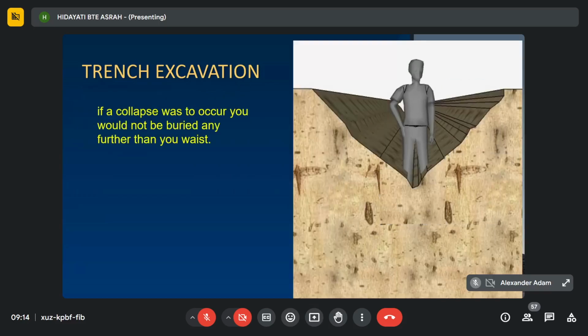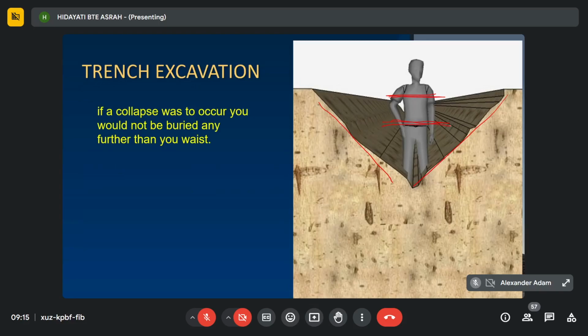This 1.5 meter is the height set for a person, so that if a collapse occurs, you will not be buried any further than your waist. So this is your waist. If the side of your excavation or your trench collapses, it will not cover your lung, your chest here. So it's below your waist.